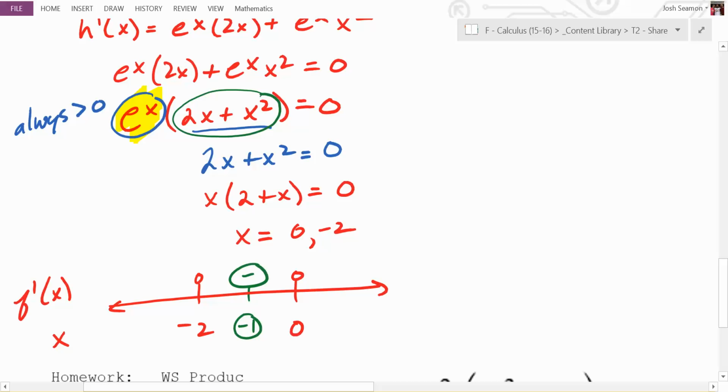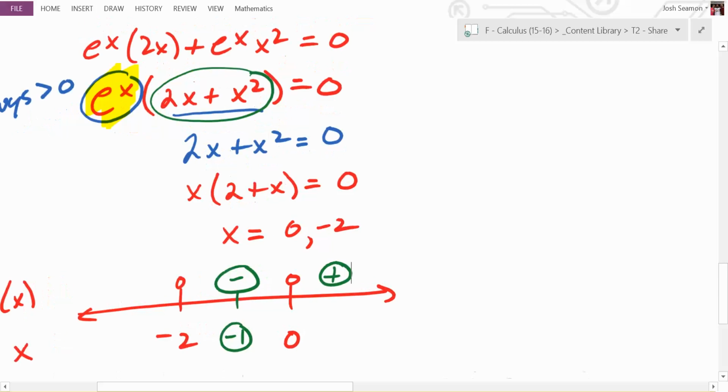What's to the right of 0? Plug in 1 into the circled green. You get 2 plus 1, which is positive. Now to the left of -2, plug in -3. Sorry, excuse me. Plug in -3. What do you get? You get positive.